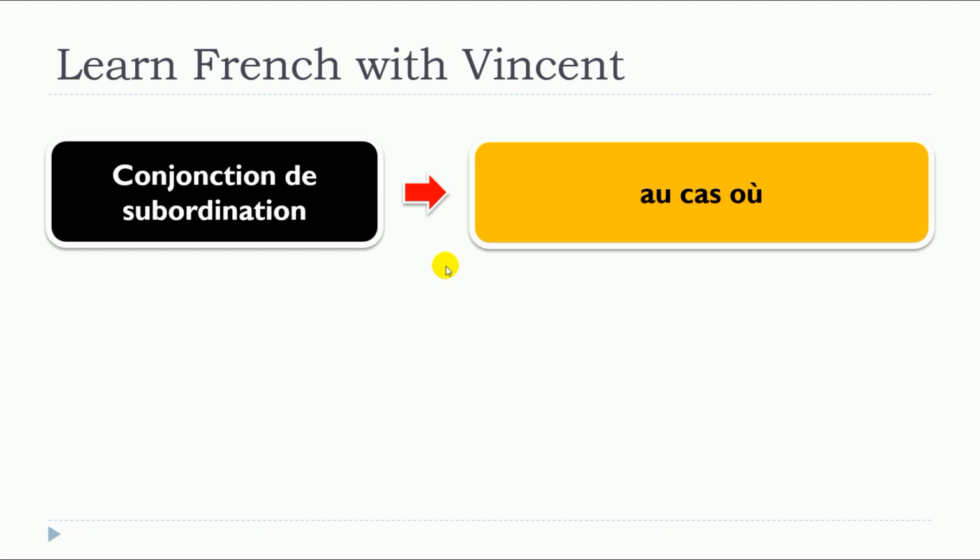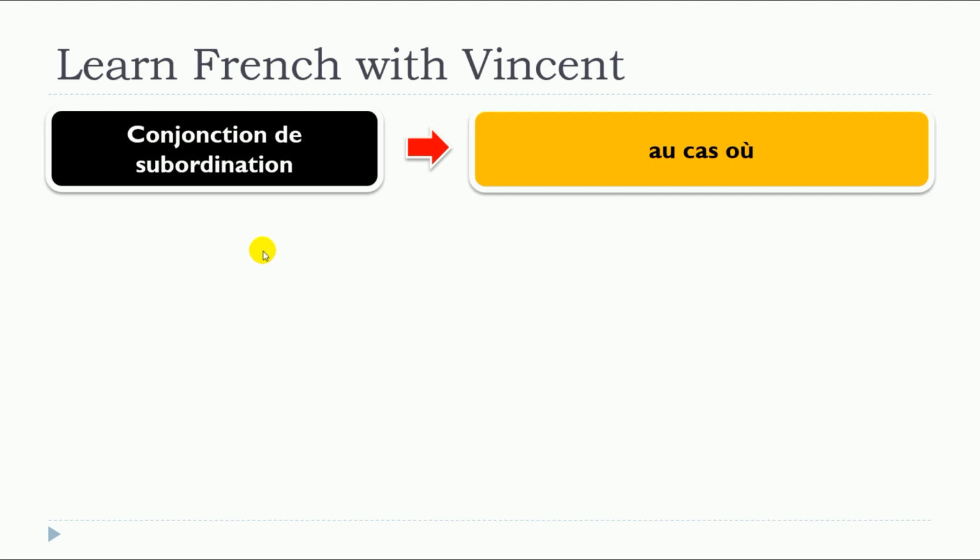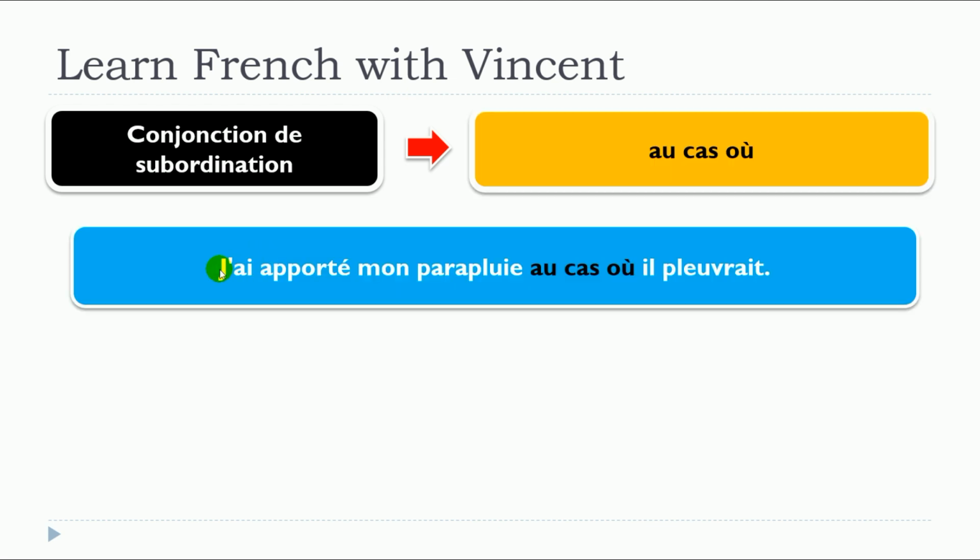So this lesson is about au cas où. And the conjunction au cas où can be translated into English as in case or just in case. So we will see some examples with au cas où.